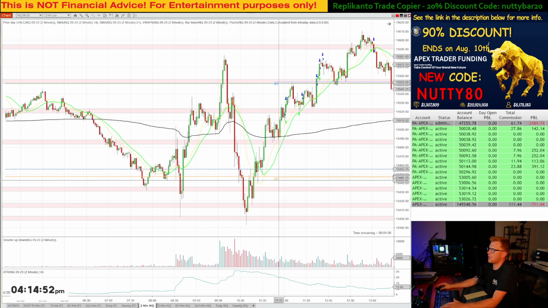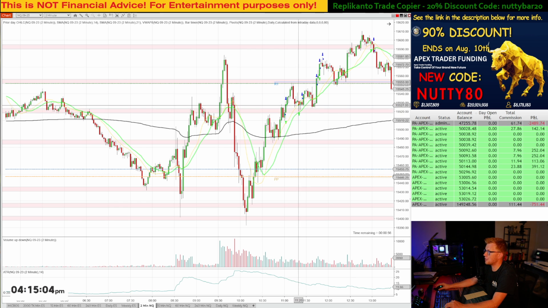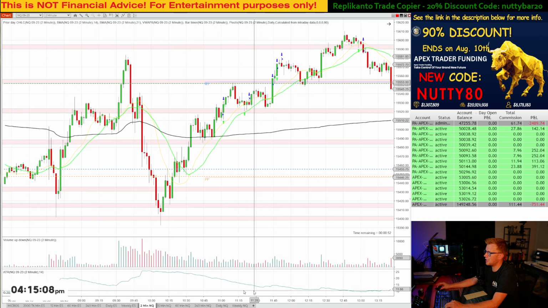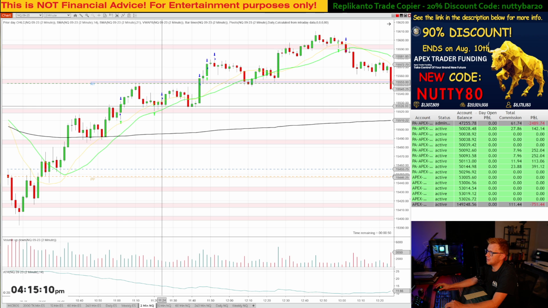So right here, this was our first trade. This was our first entry right here, and we got stopped out. Boom, just like that. And then we had another entry right here. Got in at the 527s.